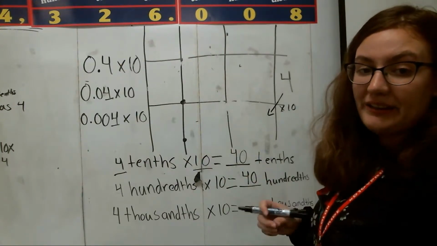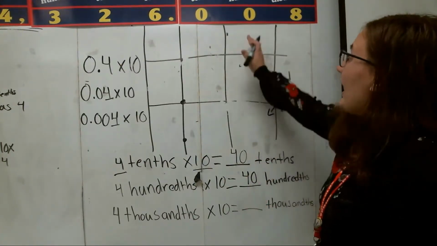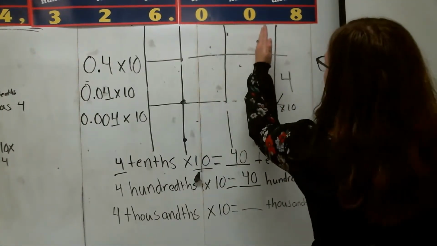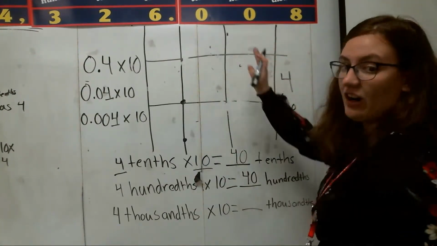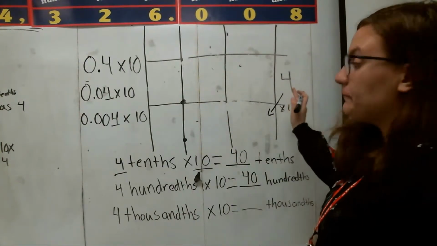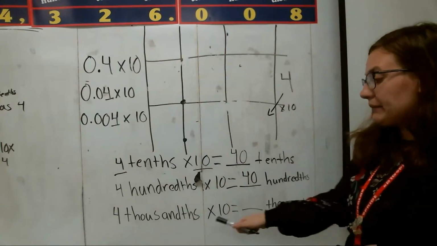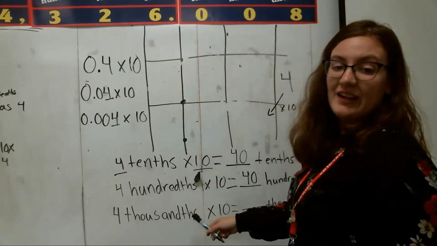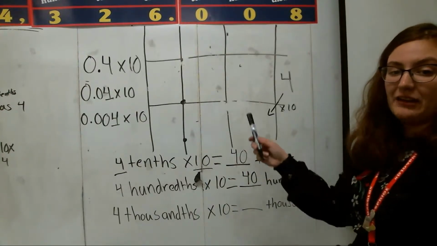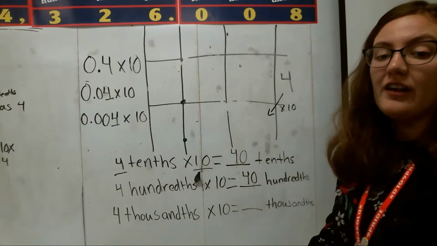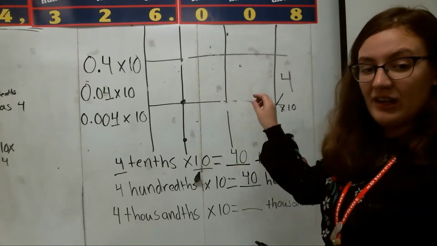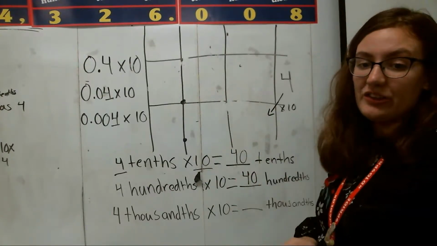I'm just making a number that is 10 times greater, and I know the numbers just to the left of the unit I'm looking at are 10 times greater than the place value over here. So I'm going to think about what 4 thousandths times 10 equals, and then figure out my answer on my place value chart from there. So go ahead and pause the video, find the answer, and please put it into your notebook.